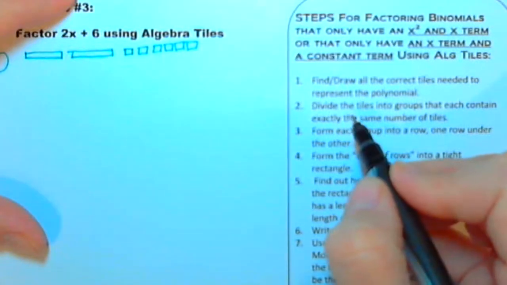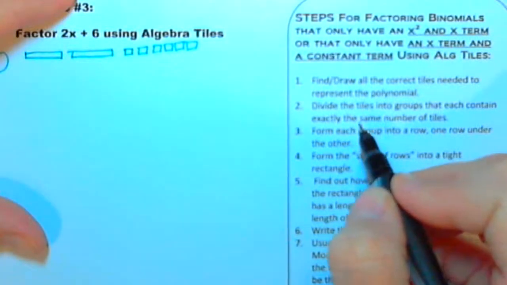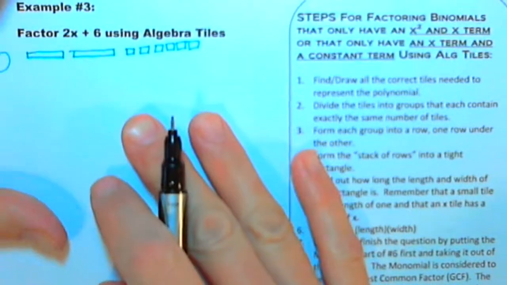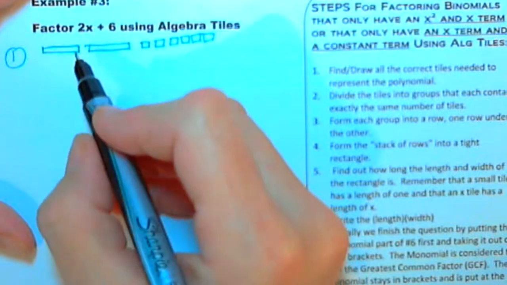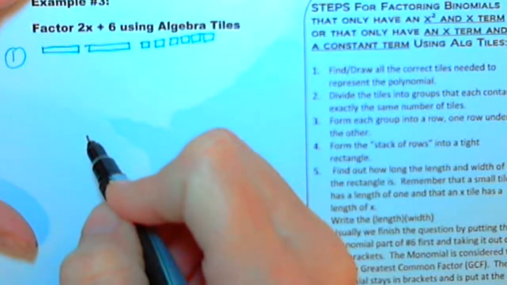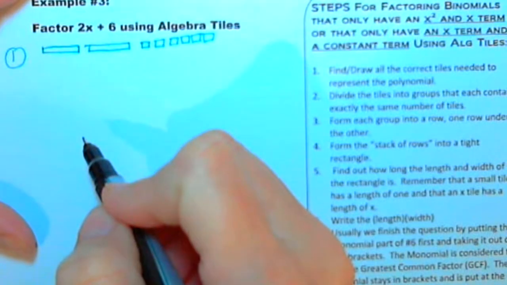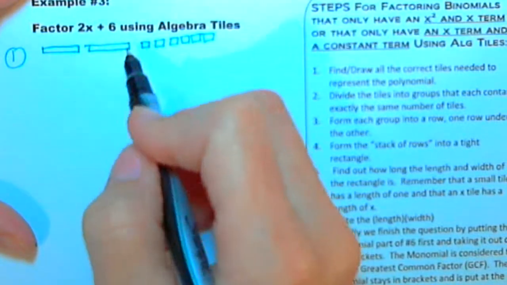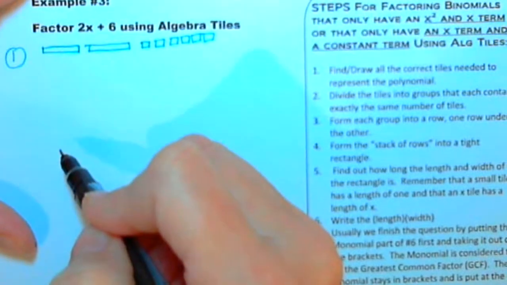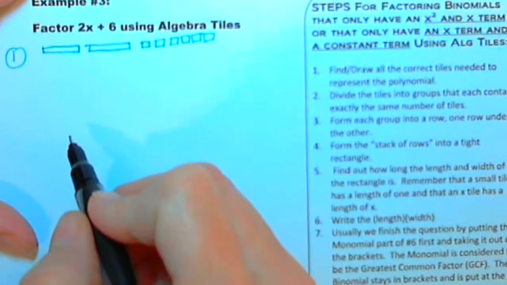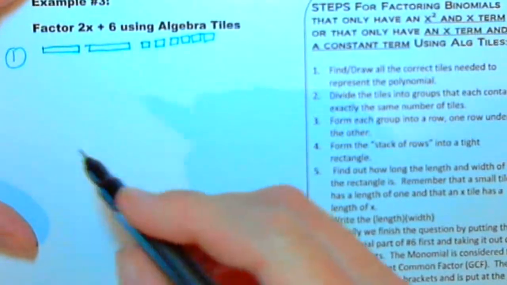The next one says divide the tiles into groups that each contain exactly the same number of tiles. Another way of thinking of this is imagine that this is candy. This is 2 chocolate bars and 6 pieces of gum. And your job is to pass this out to some kids so that those kids will each get the same amount of candy, and you're not allowed to break these into pieces. How many kids would you be able to feed? Well, I only have 2 chocolate bars, so that means I'm only able to feed 2 kids.